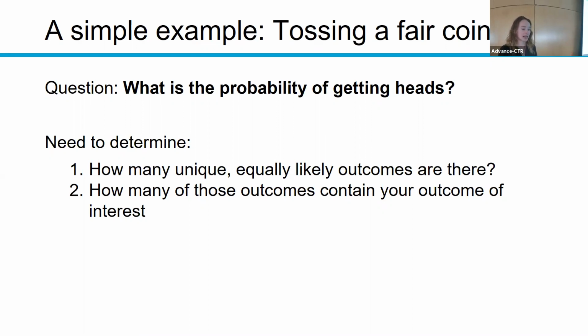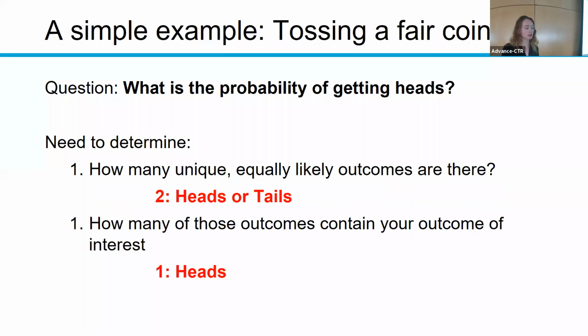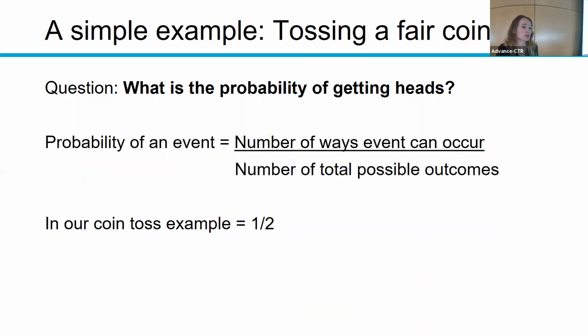So two things can happen. How many unique, equally likely outcomes are there? Two. It's heads or tails. And because our question is, what is the probability of getting heads? The number of outcomes that contain our outcome or event of interest is 1, heads. So the most basic formula for the probability of an event is the number of ways that the event you're interested in can occur, divided by the number of total possible outcomes. So in this case, it is 1/2.